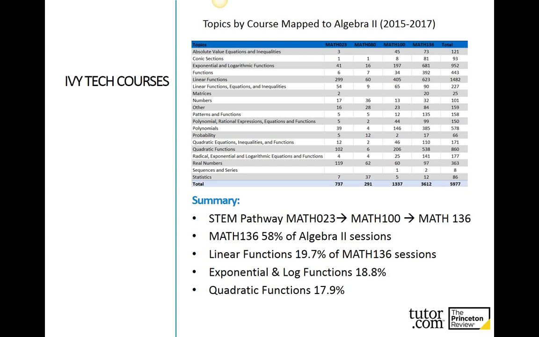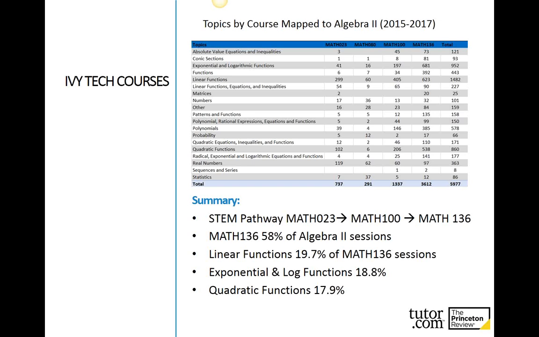So in particular, we're looking at the STEM pathway, which goes from Math 23 to 100 to Math 136. Math 100 is considered an intermediate algebra, and Math 136 is a college algebra. We do have the Math 80 in here because that is considered a co-requisite course, as part of many pathways, that goes along with the quantitative reasoning course that the students are taking. We have recently added quantitative reasoning tutoring, and so we're going to be looking at those numbers shortly so that we can see that dynamic between the quantitative reasoning and the co-requisite course.